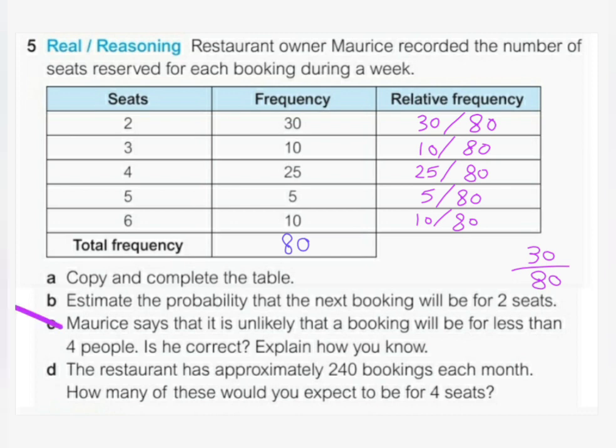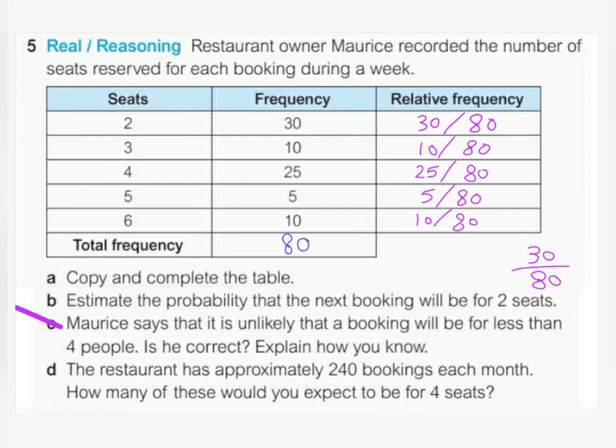Next one says, Maurice says that it is unlikely that a booking will be for less than 4 people. Is he correct? Explain how you know. He means that 2 and 3, because he said less than 4 people. So he's saying that the percentage of 2 and 3 is unlikely to happen. Is that correct or no?